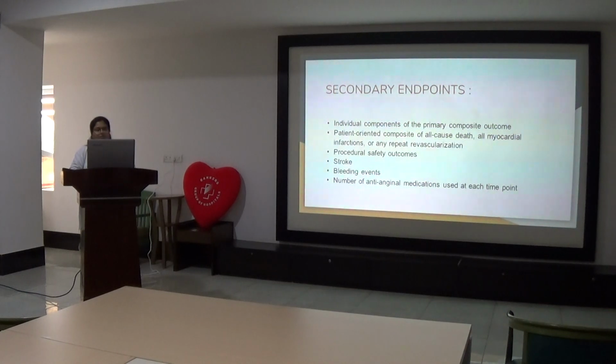Secondary endpoints included all the individual components of the primary composite outcome, patient-oriented composite of all cause death, MI, or any repeat revascularization, procedure safety outcomes, stroke and bleeding events, and number of anti-anginal medications used at each time point.